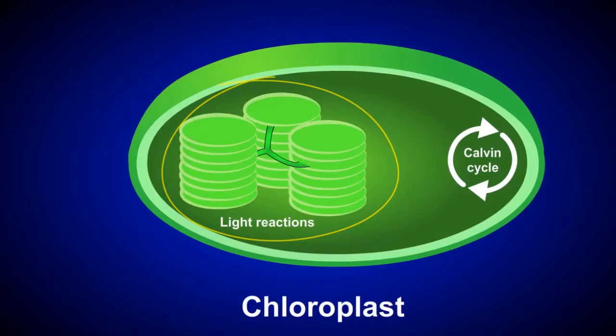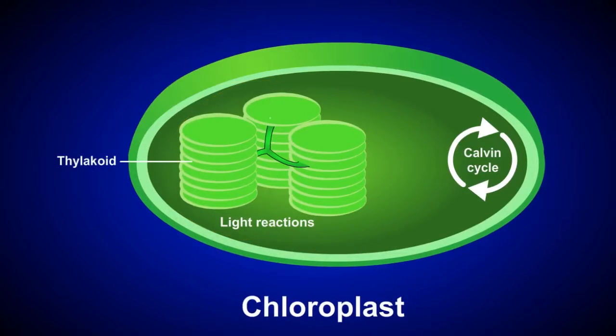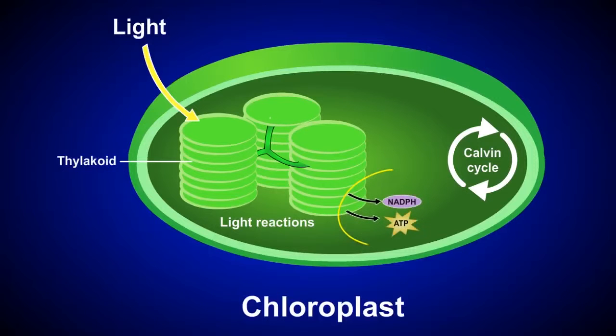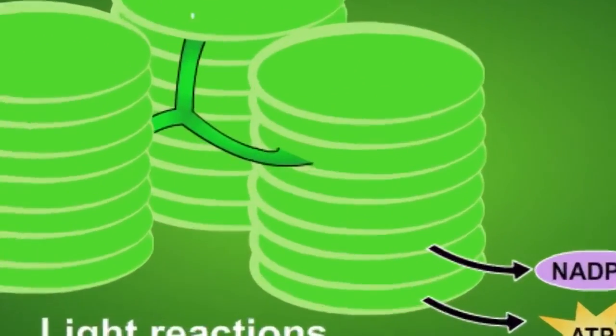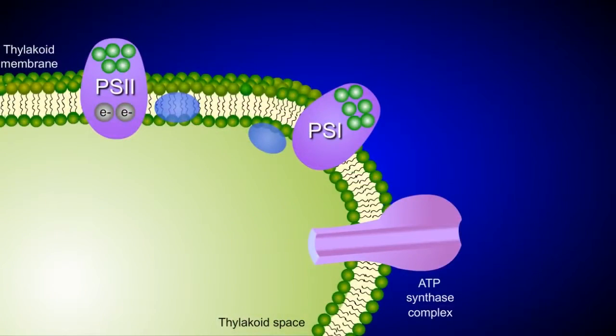The light reaction occurs within the thylakoid of the chloroplast. Here, special pigments absorb light energy and transfer it into high energy electrons, eventually producing ATP and the electron carrier NADPH. Let's zoom into the thylakoid to take a closer look at how ATP is created.